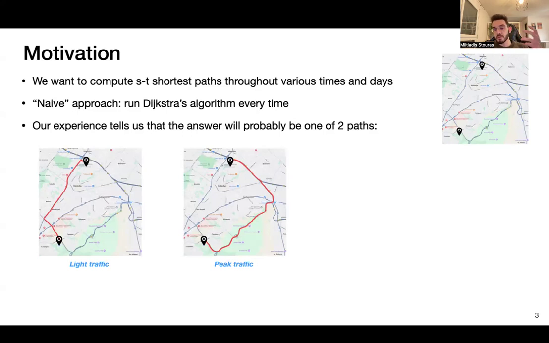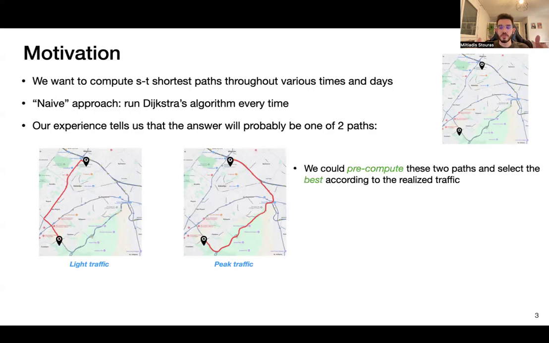So using this prior knowledge that we have about traffic, we could pre-compute these two paths, and then instead of rerunning Dijkstra every time that we get a query between these two points, we could simply look at the realization of the traffic, evaluate the two solutions that we have pre-computed, and reply with the best one of the two, right?